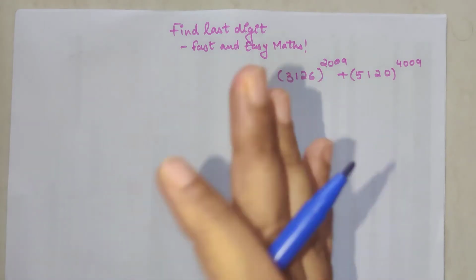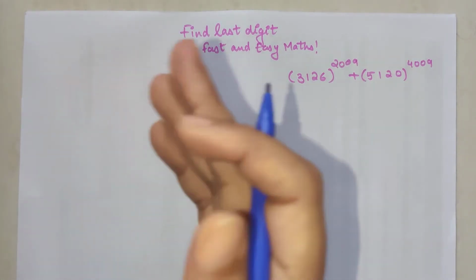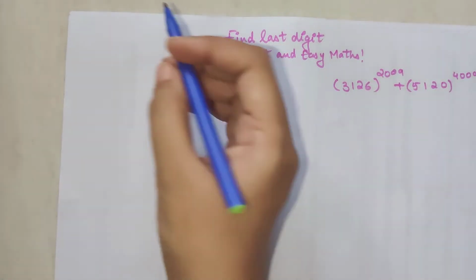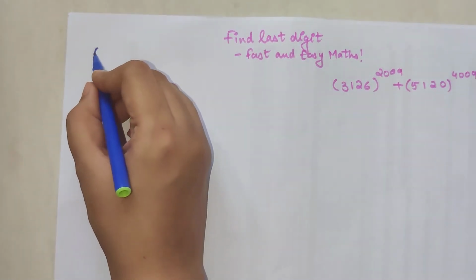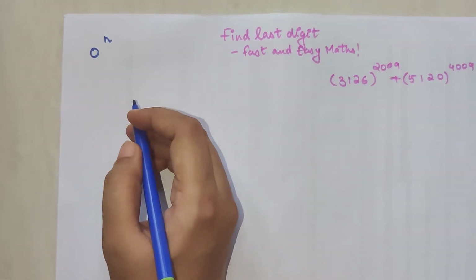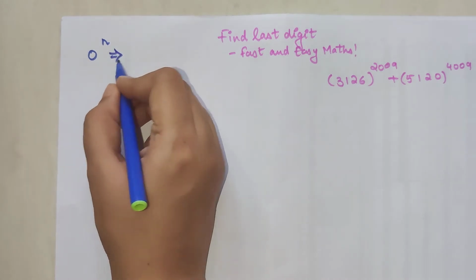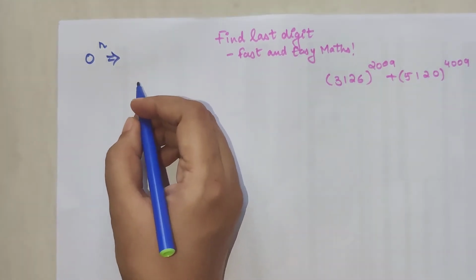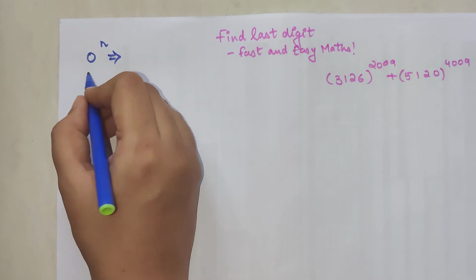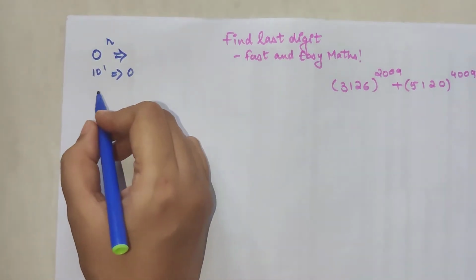Okay, so let's start. First, let's understand what happens when you have any number which ends in 0 and it is raised to any positive integer. Then what should be the last digit? And for that, let's take an example. What is the last digit of 10 raised to 1? That is nothing but 0.